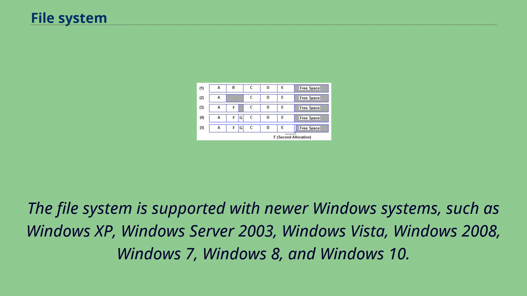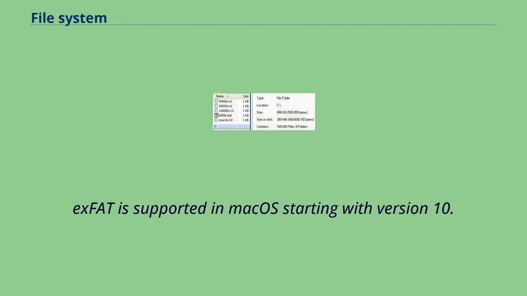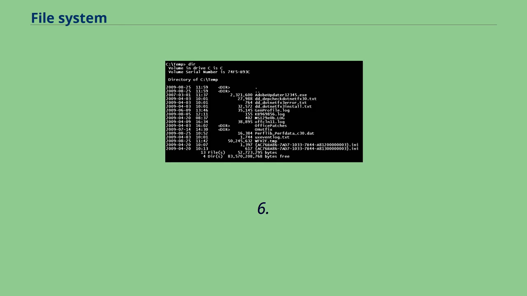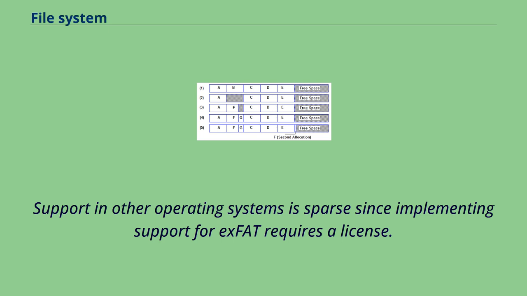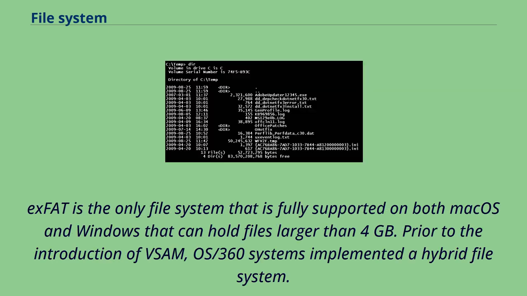The file system is supported with newer Windows systems, such as Windows XP, Windows Server 2003, Windows Vista, Windows 2008, Windows 7, Windows 8, and Windows 10. exFAT is supported in Mac OS starting with version 10.6.5. Support in other operating systems is sparse since implementing support for exFAT requires a license. exFAT is the only file system that is fully supported on both Mac OS and Windows that can hold files larger than 4 GB.